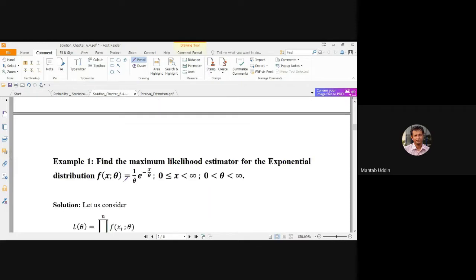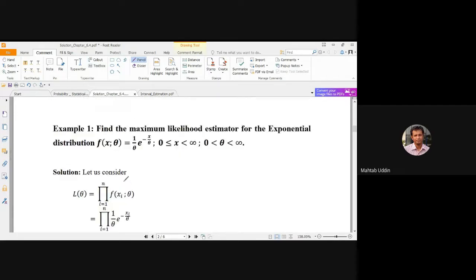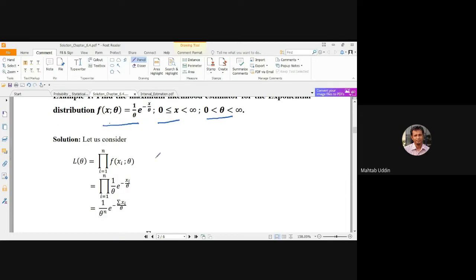Now, second example, starting from here. Find the maximum likelihood estimator for the exponential distribution. These are the conditions. Once again, we are doing the same. Likelihood estimator for theta. This is the product of 1 by theta times e to the power minus xi by theta. Once again, you can see if we take 1 by theta up to n times, it will be 1 by theta to the n.